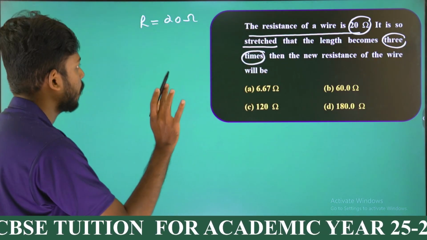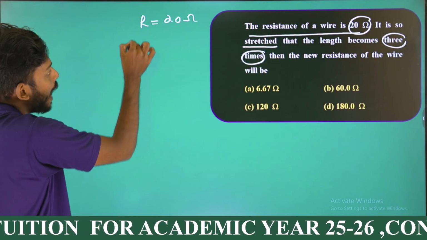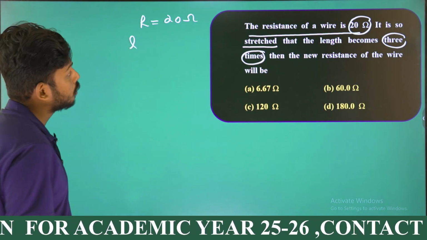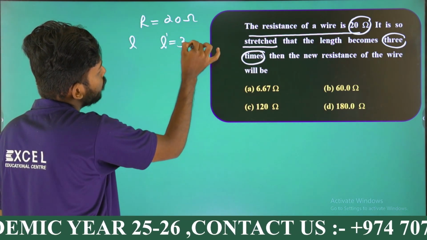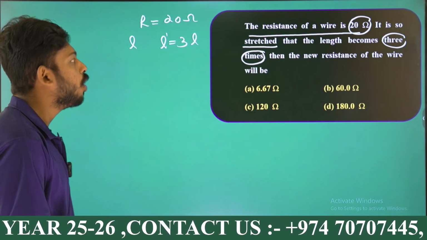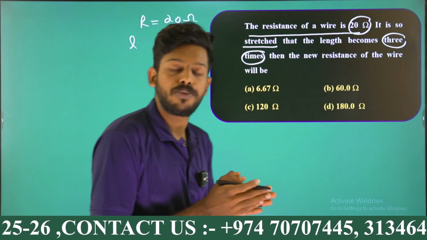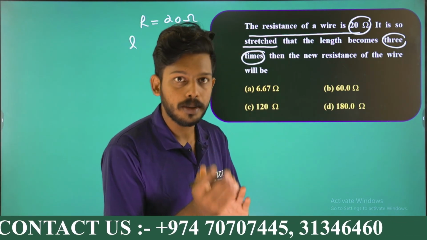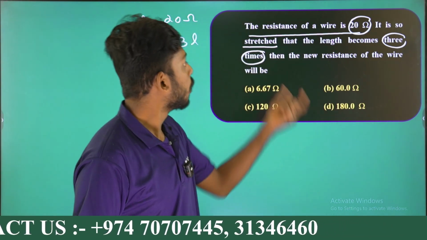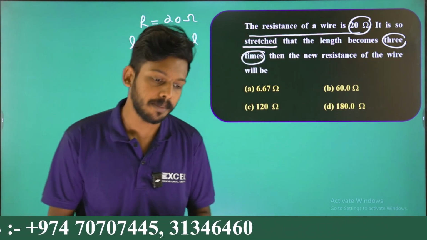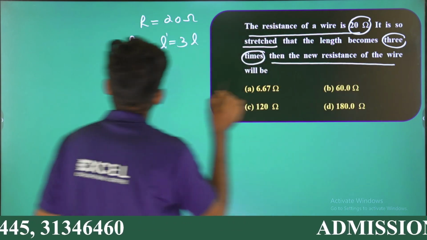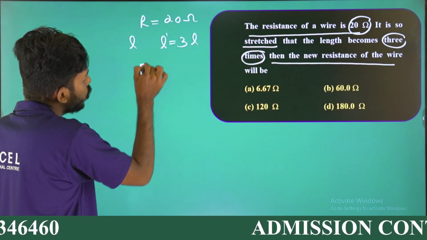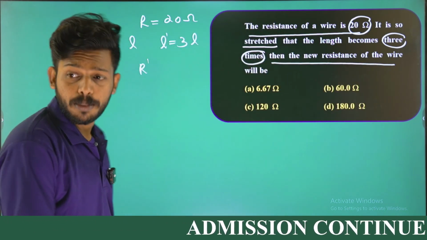Just imagine if L was the original length. The new length is 3 times the original length. In this kind of question, you can see several questions related to stretching. Then we have to find out the new resistance.